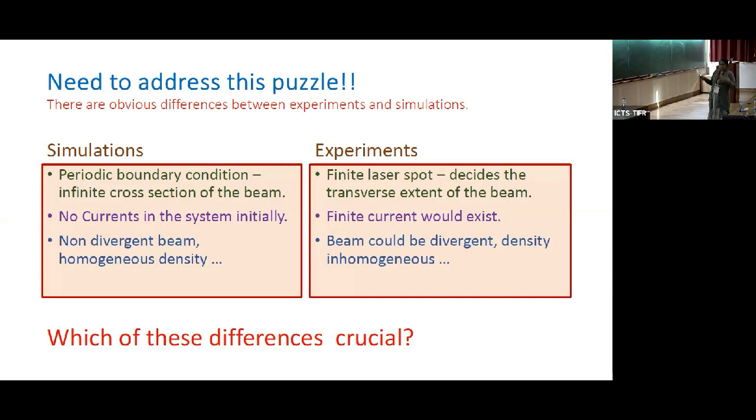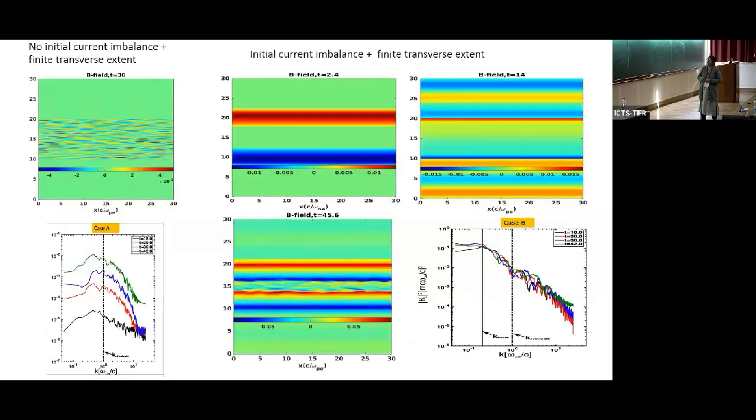Whereas in experiments, once the forward electron goes, it would take some time for the current to match and basically go to zero. And there's a non-divergent current, homogeneous density was taken; the beam could be divergent, there could be density inhomogeneity. But the question is, which of these differences are crucial? So we carried out some simulations.